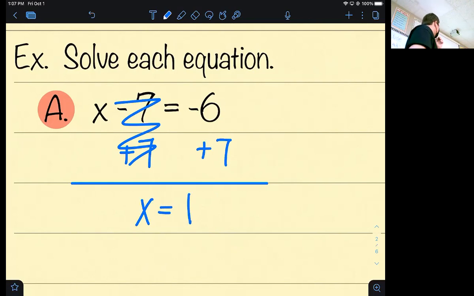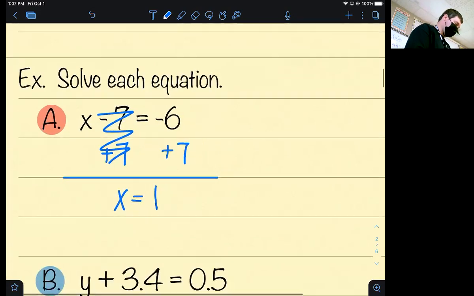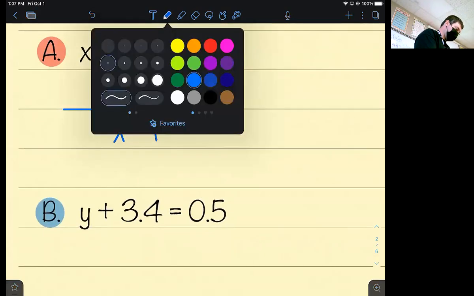Okay. We have gotten our variable term isolated. We actually canceled out the constant term on this side by moving it over to the other side as a +7, and that gave us a +1. And we can check our answer to make sure it's right. 1 + -7 does give you +6. So it's correct.